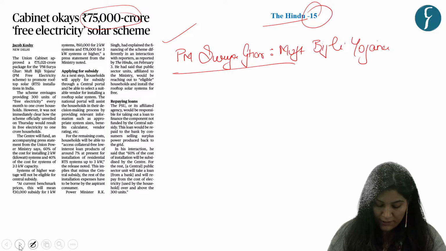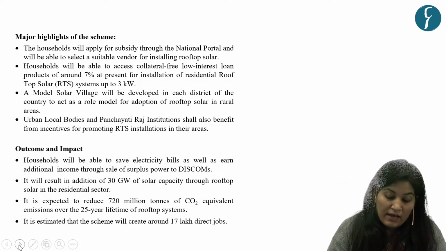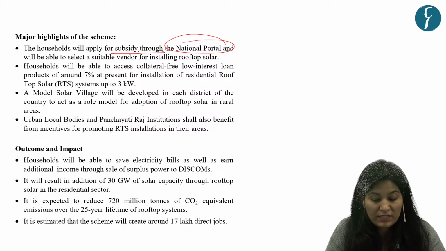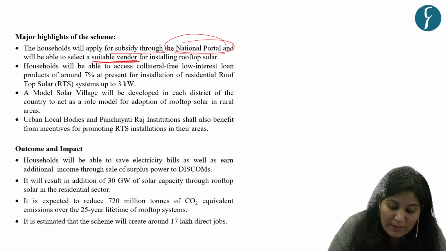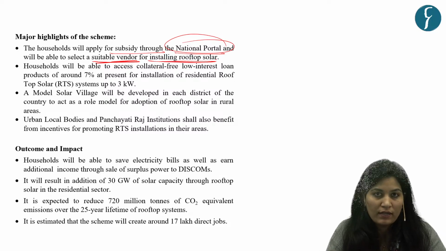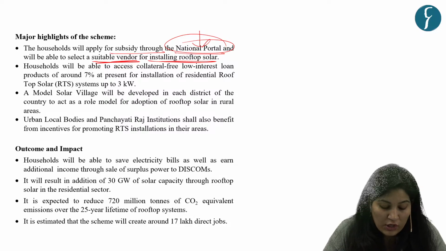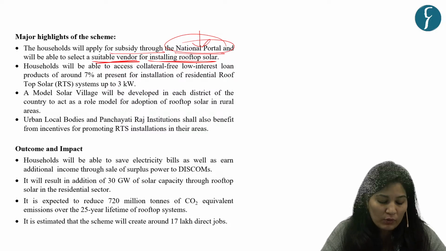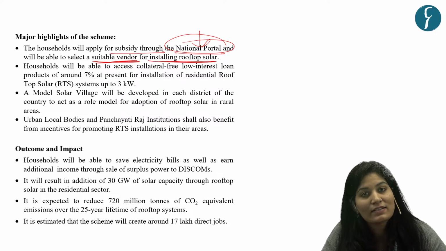So let's see other important features. The major highlight of the scheme is that households will apply for subsidy through a national portal. So we have a national portal, which will help households to select suitable vendors for installing rooftop solar. This portal will help households make their decision to find a suitable vendor. It will provide info about vendor rating, a benefit calculator, and other relevant information. So somewhere this portal will assist households in their decision making.